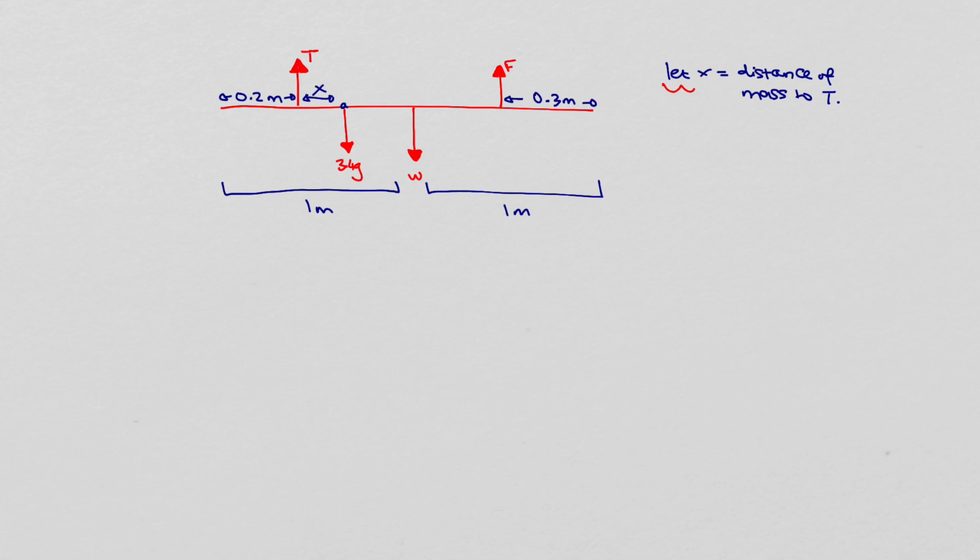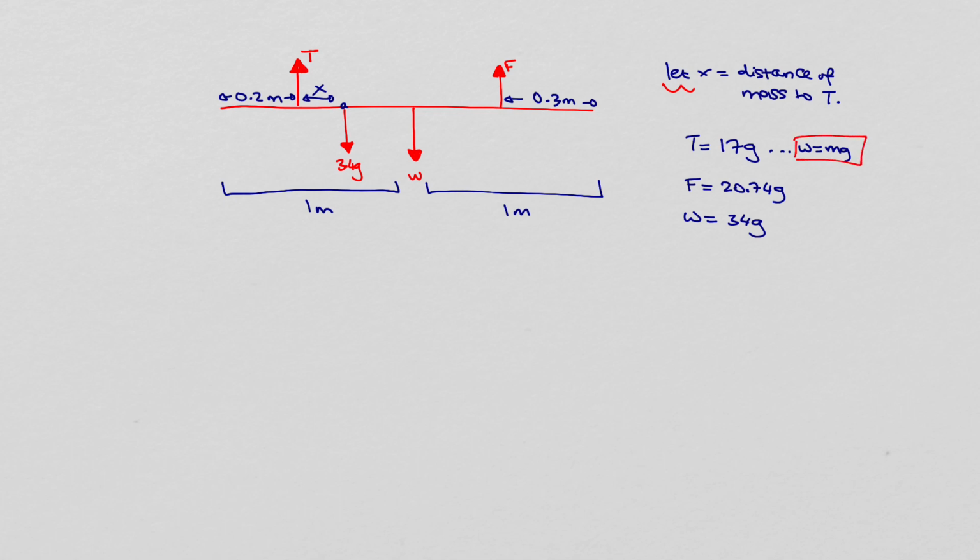where our T is supporting a mass of 17 kilograms, so therefore that's going to be 17g, because weight is mass times gravity. And F can support 20.74 of a kilogram, so its upward force must be 20.74g, and the weight of the rod itself is 34 kilograms. So therefore that's going to be 34g. So mass times gravity there for each of those.